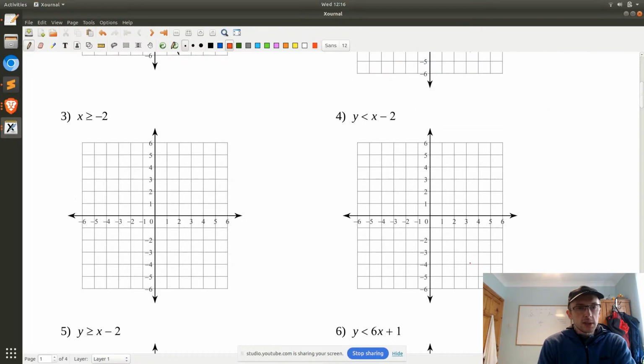How about x is greater than or equal to negative 2? Okay, if x is equal to -2, then it's a vertical line that is parallel to the y-axis. Basically it's the y-axis, but translated to the left by 2 units. There, like that.